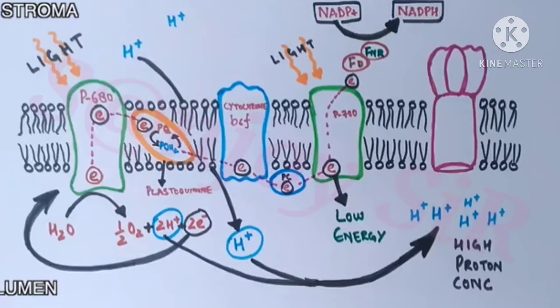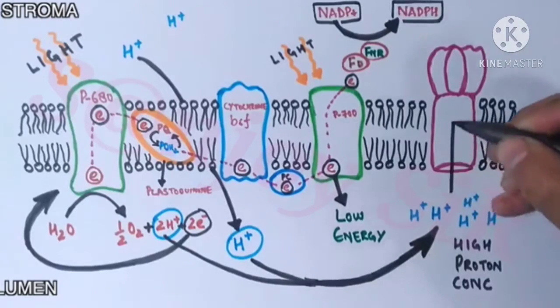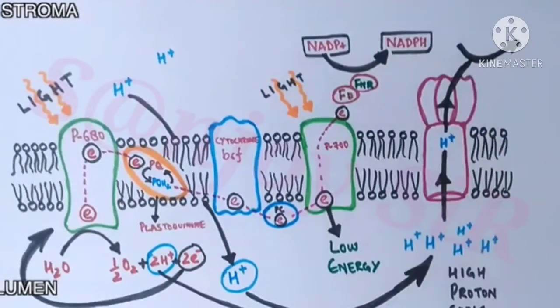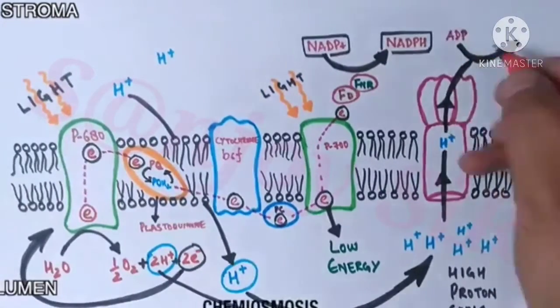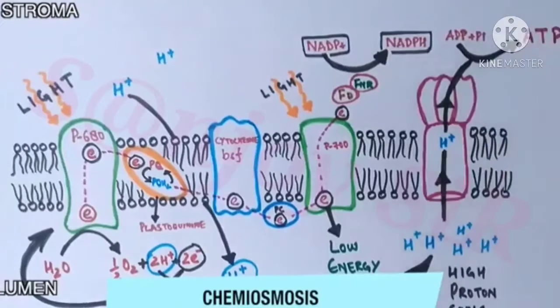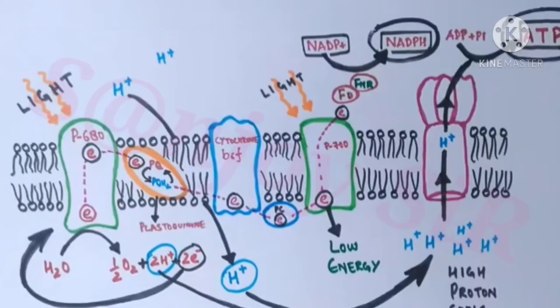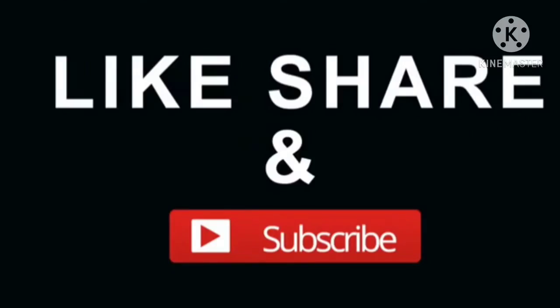That means the protons will move from lumen towards the stroma, and this movement of protons is mediated via ATP synthase, a channel protein which uses the proton motive force to generate ATP from ADP through the process of chemiosmosis. In this way, ATP is generated. Now we have both molecules, that's NADPH and the ATP molecule, for the another part of photosynthesis, that is Calvin cycle. So this is how the light dependent reaction occurs inside the thylakoid membrane.